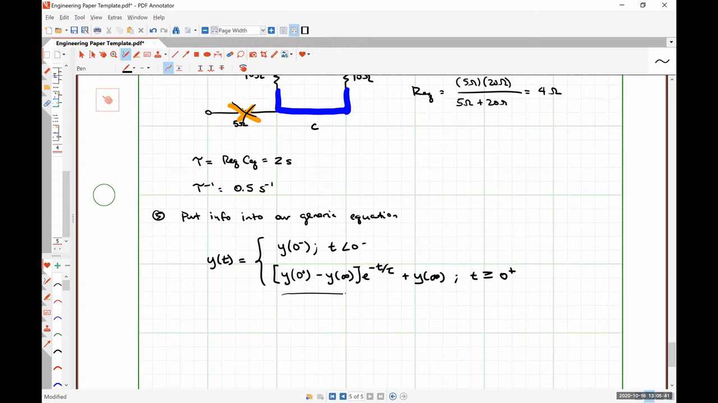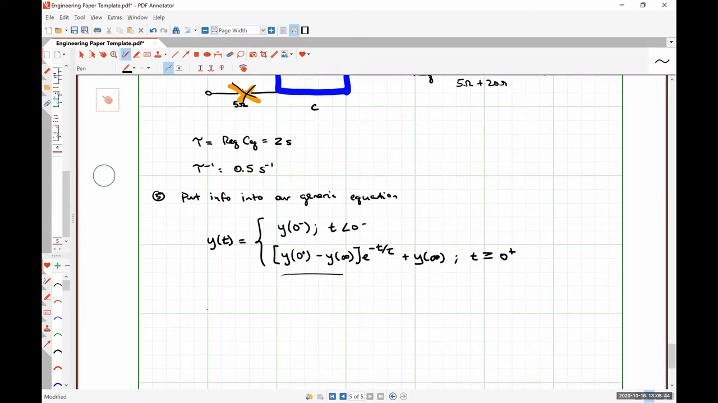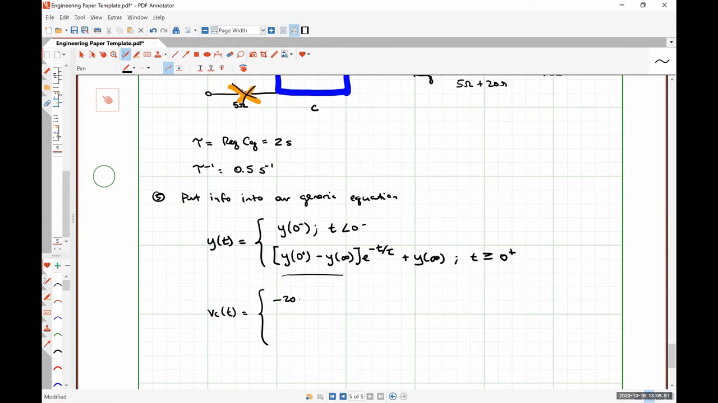So if we didn't put this in, if we just left it as y at 0 plus, let's see just real quick what would happen, okay? So we're going to have VC of t equal to y at zero minus, which was negative 20 volts for t less than zero minus. If we just put in y at zero plus here, that would be negative 20 e to the minus 0.5 t plus 12 volts for t greater than or equal to zero plus. And I want to be clear, this is an intentional mistake for the second part. If I evaluate this at exactly t equal to zero, what I have is negative 20 plus 12, which is negative 8. And negative 8 does not equal negative 20.